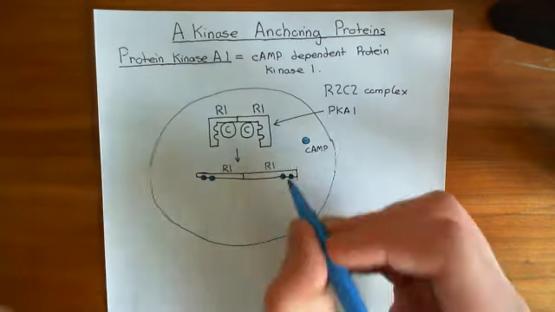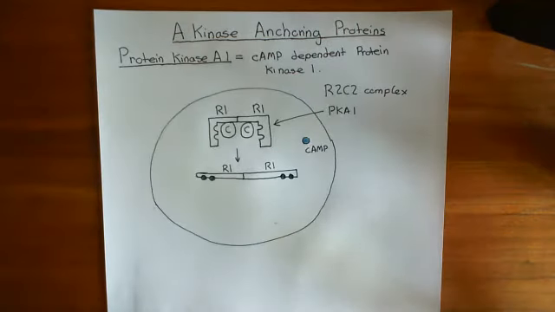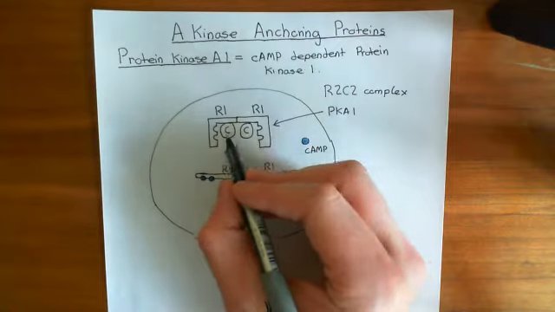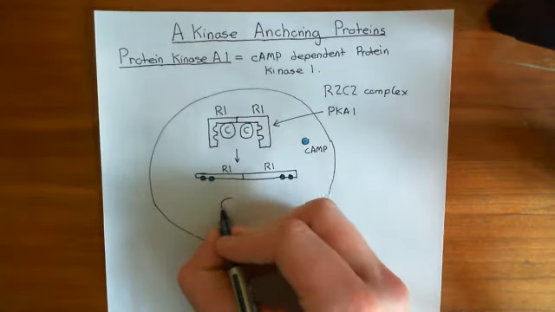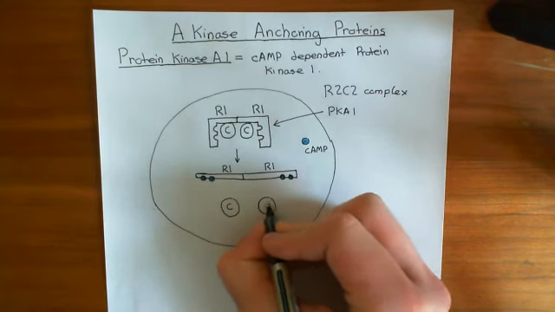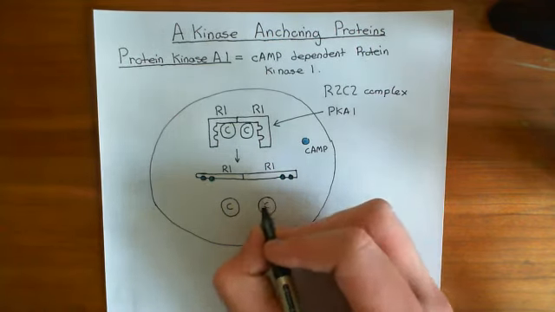And here are 4 cyclic AMP molecules bound in those cyclic AMP binding domains. Now, in this state, they no longer sequester the catalytic subunits. The catalytic subunits go off. So you've now got 3 catalytic subunits just floating around in the cytoplasm.